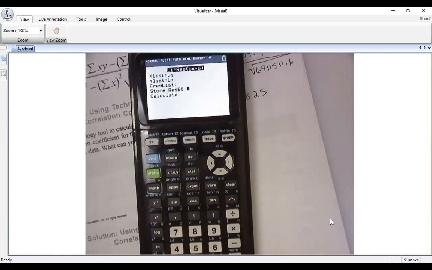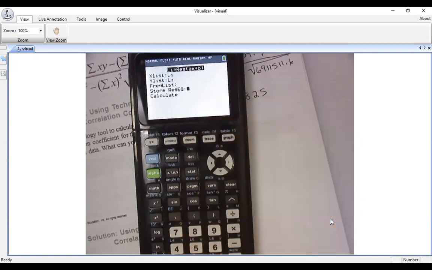If that's what you have at this point, before you hit enter, I want to do something. I want to tell the calculator, not only do I want you to get the equation, but I want you to put it in Y1, because in a minute I want to graph it, and I don't want to have to go type it in Y1 myself. So how would I put Y1 here?